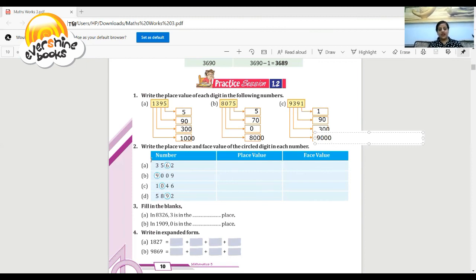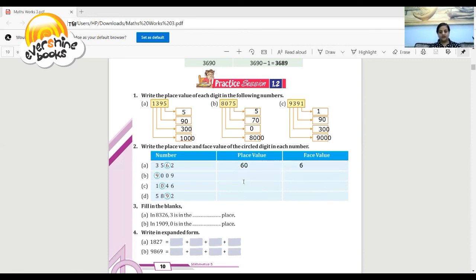Now next is write the place value and face value of the circled digit. Face value, you know that it is face. The number itself is called the face. So the place value is 60. Why? Because 2 at ones place and 6 at tens place. We will start from the right side and we will say ones, tens, 100, 1,000 like this. And the face value is the same, that is 6.